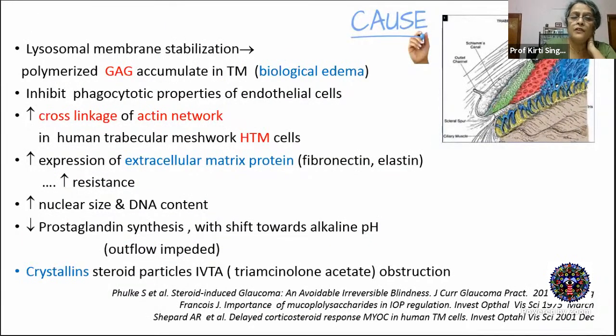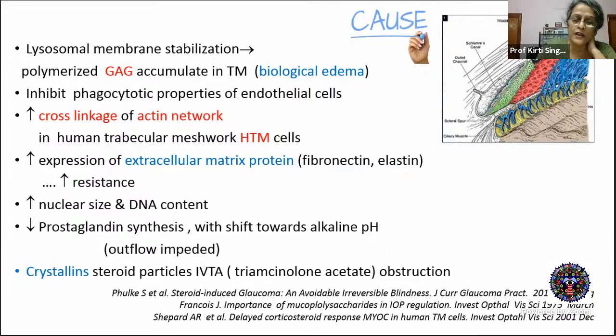What is the cause? The cause lies in the trabecular meshwork, where the lysosomal membrane stabilization by steroids causes the glycosaminoglycans to accumulate in the trabecular meshwork. This is termed biological edema. In addition, steroids inhibit the phagocytic properties of endothelial cells, increase cross-linkage of actin meshwork, and increase expression of extracellular matrix proteins, namely fibronectin and elastin. All this increases the resistance of the aqueous outflow. In addition, the morphology of the trabecular meshwork changes by nucleus size and DNA content alteration. Prostaglandin synthesis decreases. Again, both of these aspects contribute to impeding outflow.